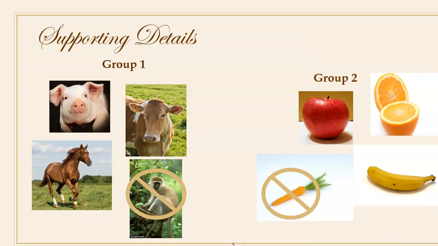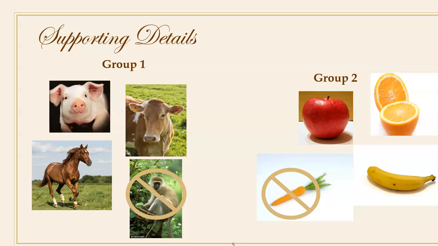Supporting details are like groups of related things, and the main idea is the thing that they have in common. Let's look at these groups. Group 1 has animals, but the monkey is crossed out. That is because they are all farm animals. A monkey is not a farm animal. The main idea is farm animals, and the pig, cow, and horse are supporting details.